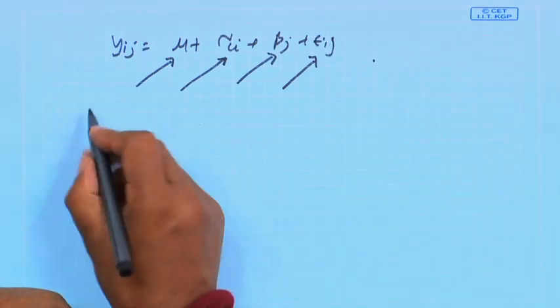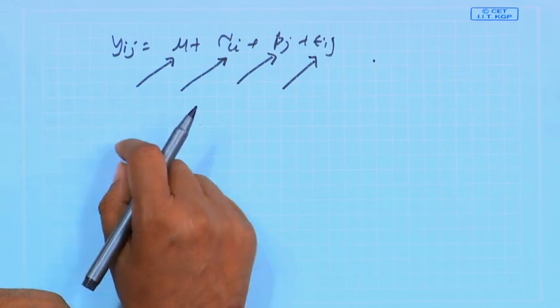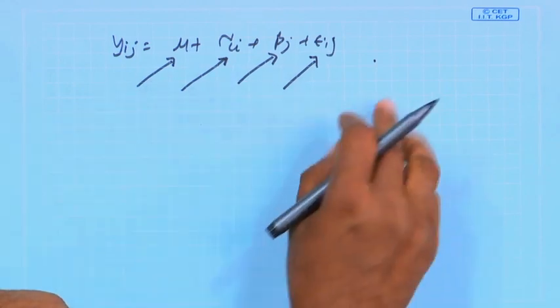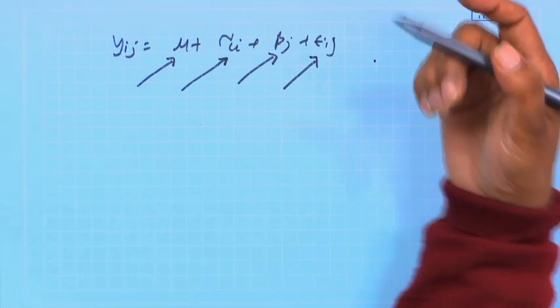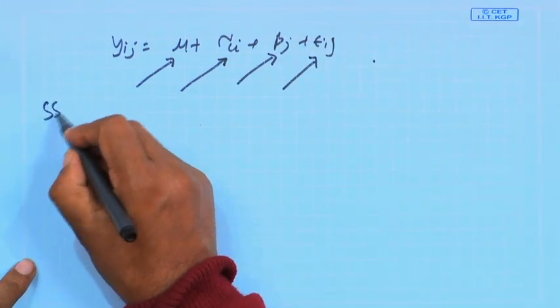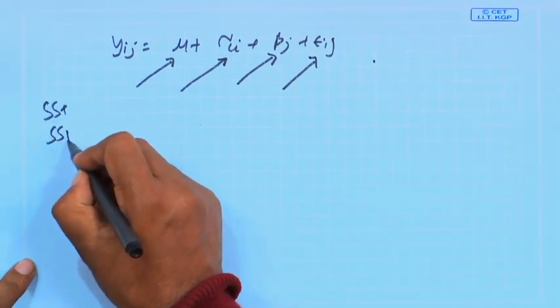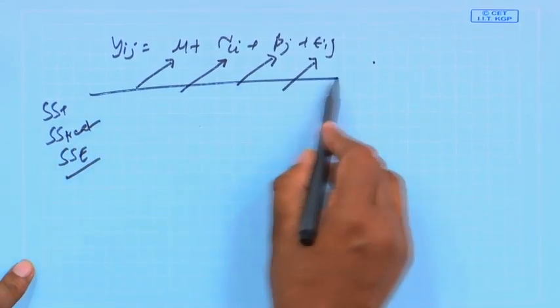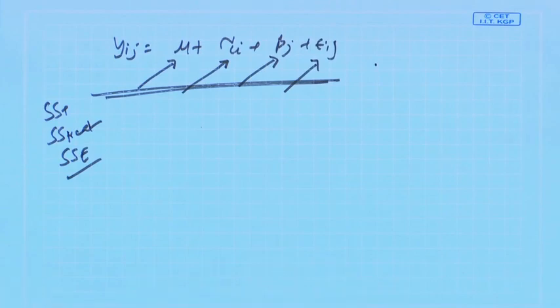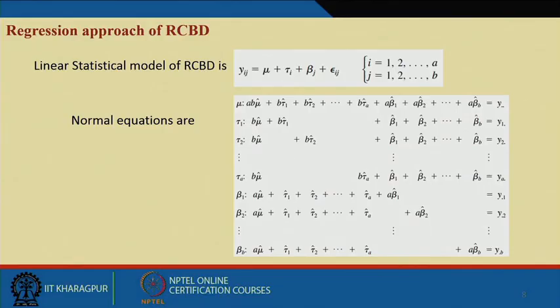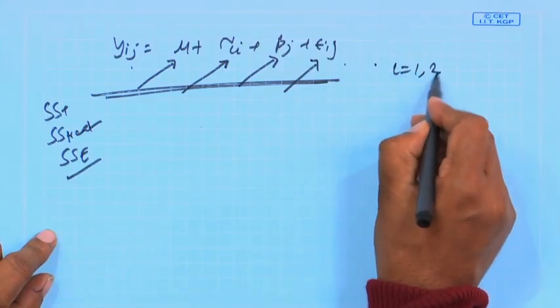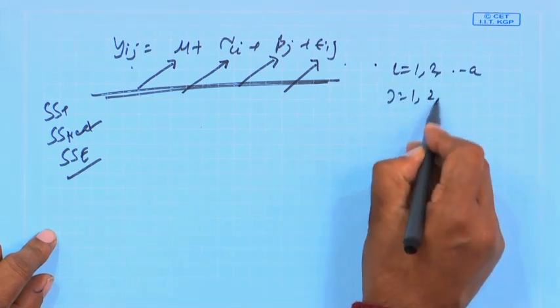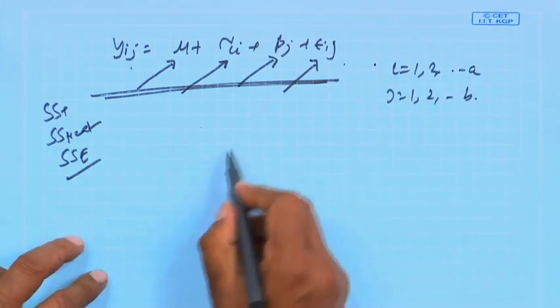In addition, the computation we have shown is from partitioning, but from the regression approach also we can find out SST, SS treatment, then SS error. First, I will see how the parameters can be estimated using the regression approach. So, our model is y i j equal to this, with i equal to 1 to A, j equal to 1 to B. In the regression approach, what do we do?